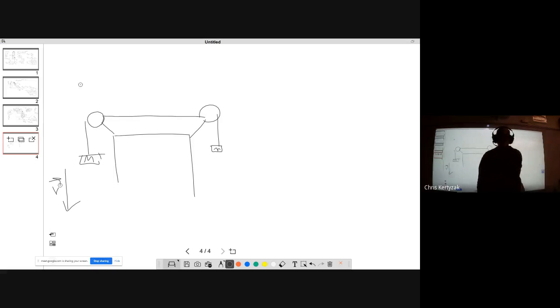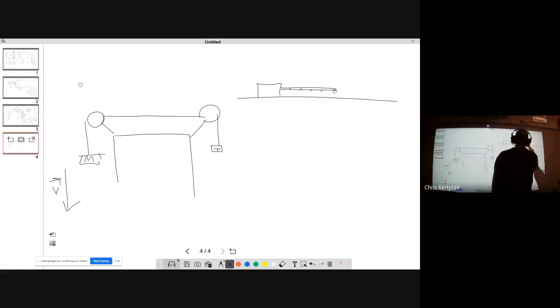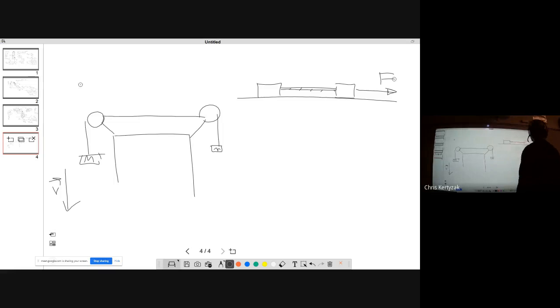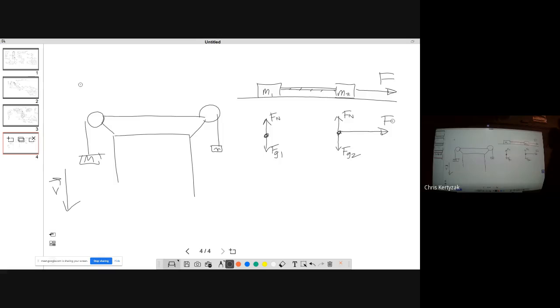Or they do this one. Here's a block like this, connected by a rope, and another block, and there's a force pulling it to the right called F. And we'll call this one M1, and we'll call this M2. Free body diagrams. Fn. Fg1, I guess what I call it 1. Fn. Fg2. Some force F. What is the acceleration of the system?